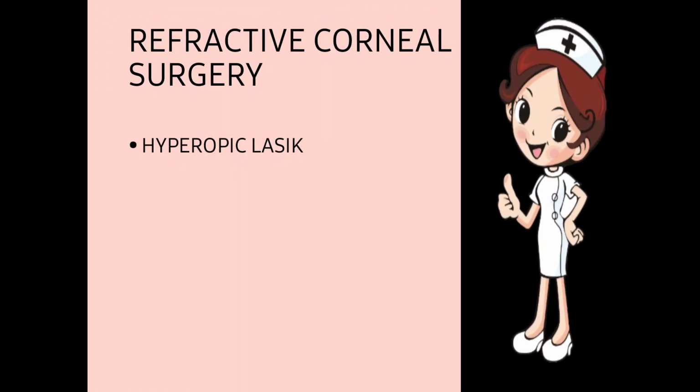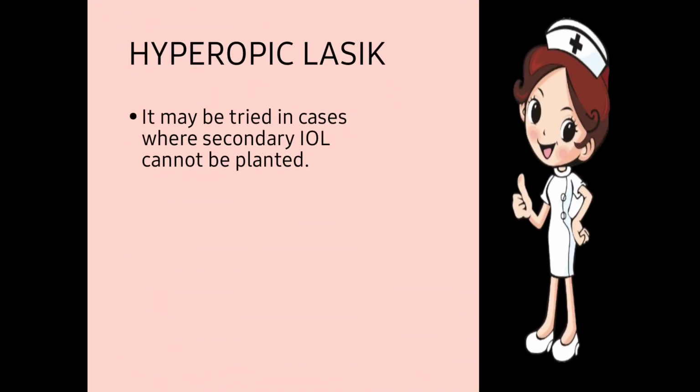Next, refractive corneal surgery. We can also do corneal surgery if there is no option for implantation of a lens; then we do hyperopic LASIK. It may be tried in those cases where a secondary IOL cannot be implanted. When all the options are closed, then we do hyperopic LASIK. Hyperopic LASIK is a corneal treatment, done on the cornea to remove or reduce the power of the glasses.